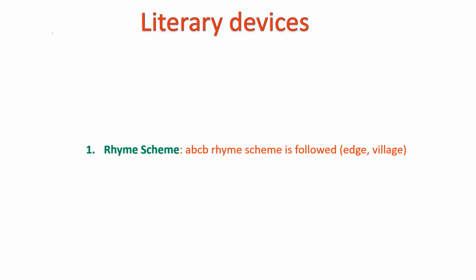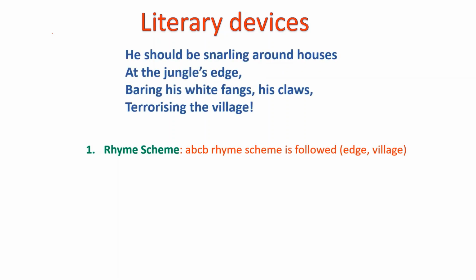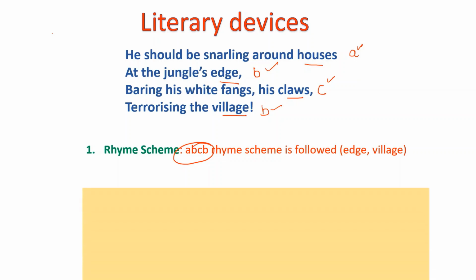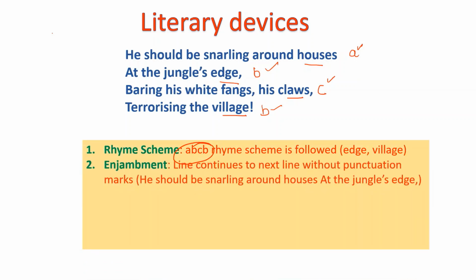Let's study literary devices. Here in this stanza, let's study the rhyme scheme. Let's name houses as A, edge and village. They rhyme together, so both are B. Close is C. So the rhyme scheme becomes A, B, C, B. The next literary device is enjambment.